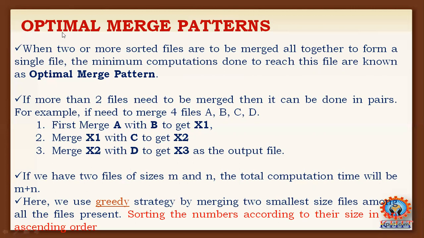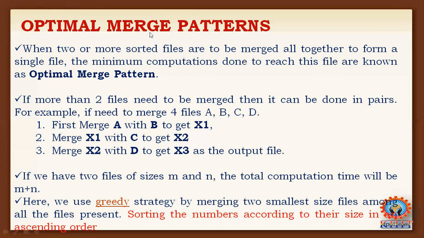Friends, optimal. What is meant by optimal? There are many feasible solutions. Among those available feasible solutions, we can select one best solution which satisfies the constraints, that is known as optimal solution. So optimal solution means it should be a feasible solution.